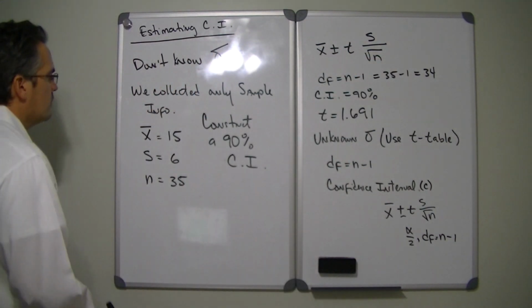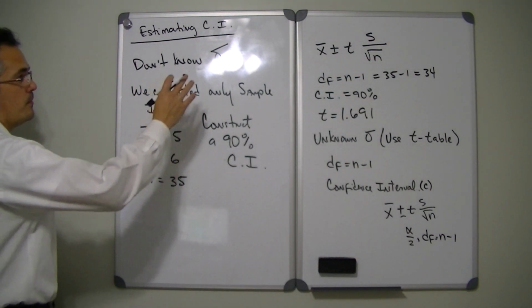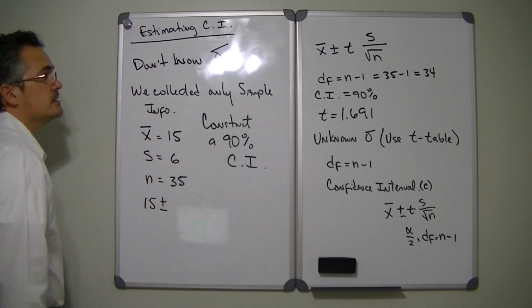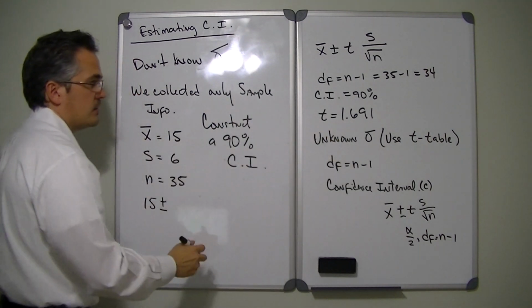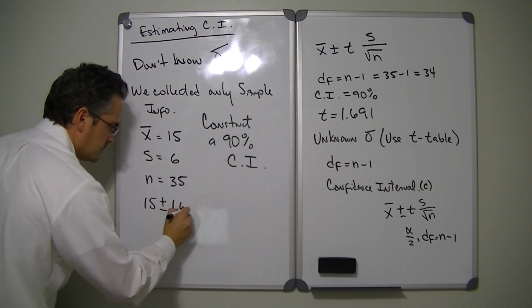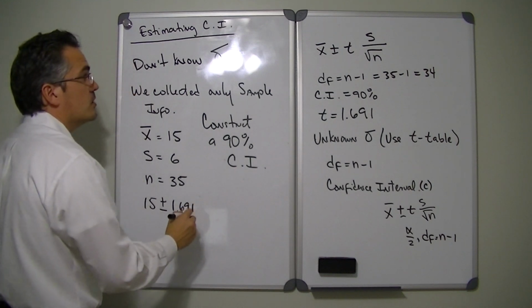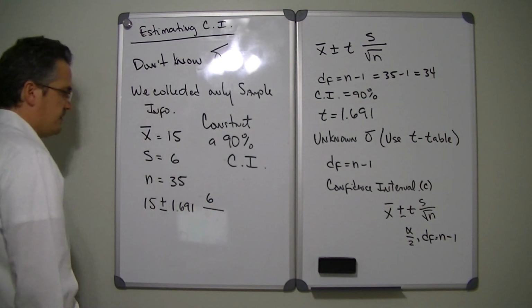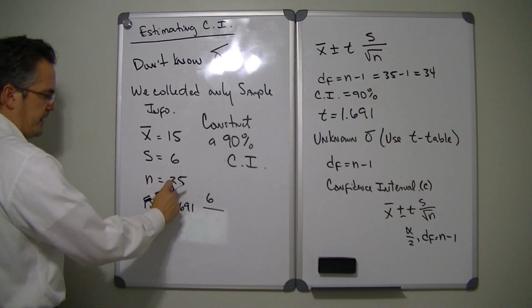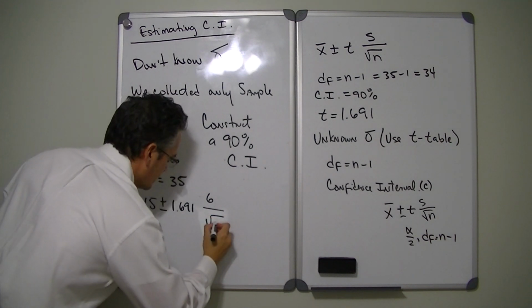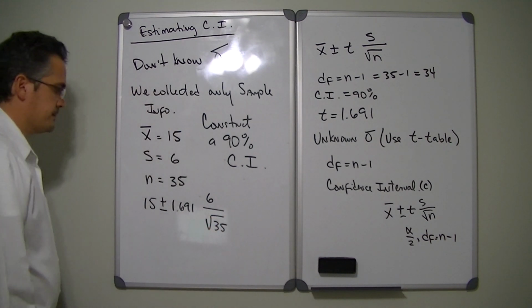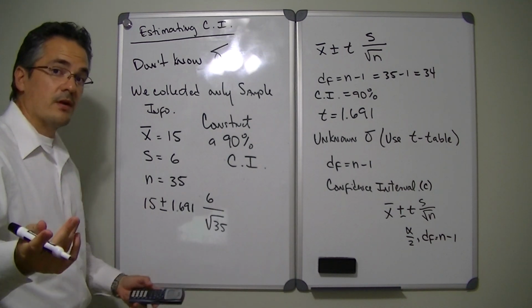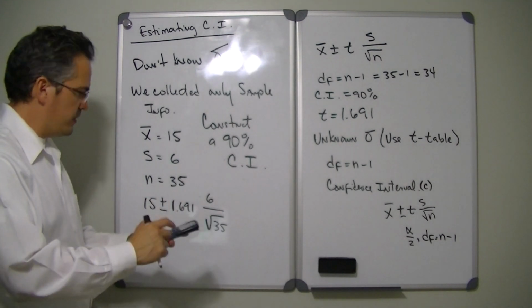So we're going to do our formula, x bar is 15. Then we're going to do plus or minus our t-value, which was found, is 1.691. And then we're going to multiply that times s, which is our sample standard deviation, and divide it by square root of n. N is 35, so square root of 35. If I was better, I could do this math in my head, but I can't. So here we go.